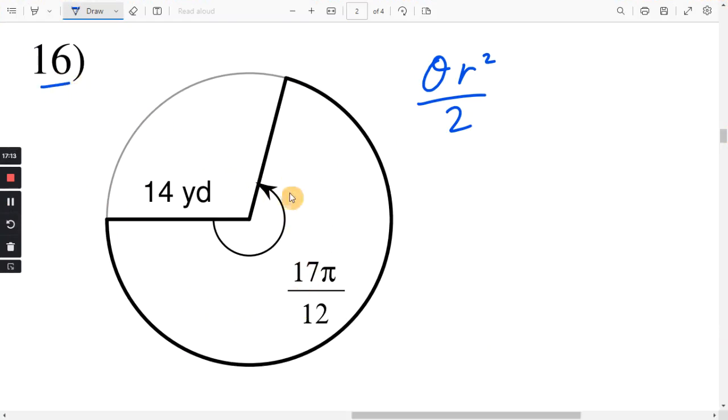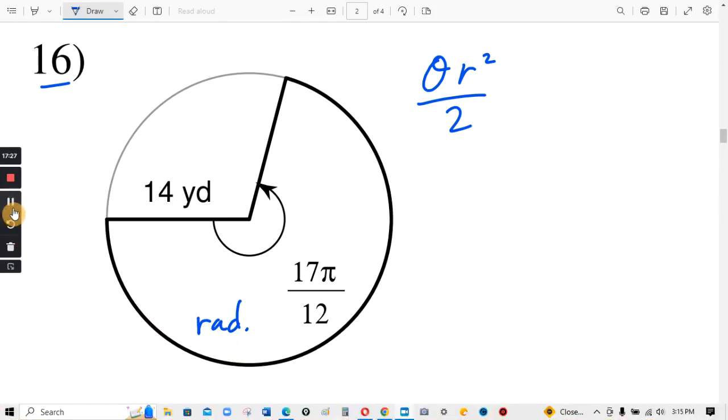We're finding the area of this sector right here. And there's no degrees, so this is in radians. Okay, so this is in radians, and the formula is theta r squared over 2. Please try it. And you can round to 1 decimal. All right, so this angle here is our central angle. That's theta.